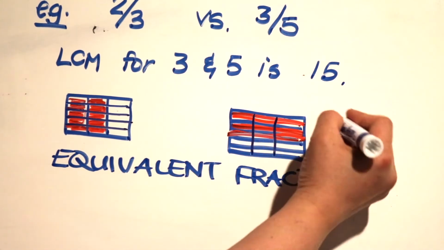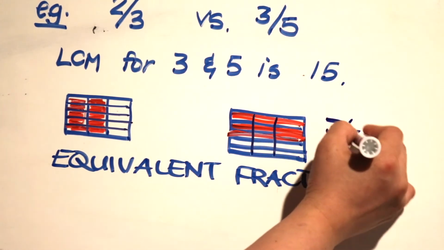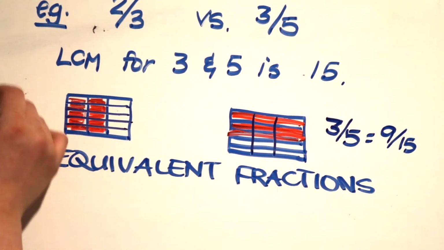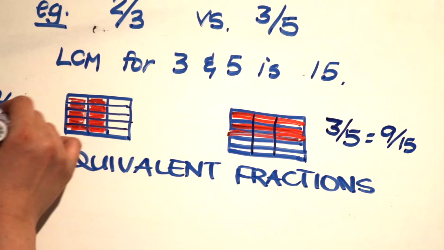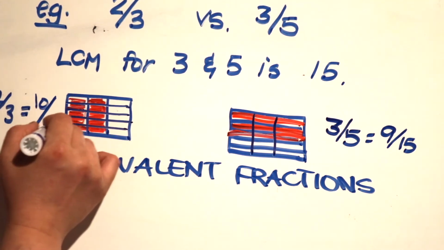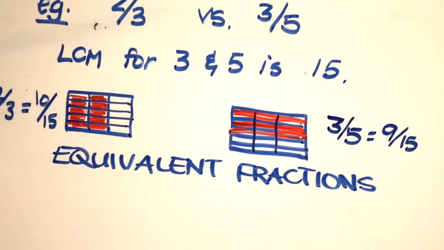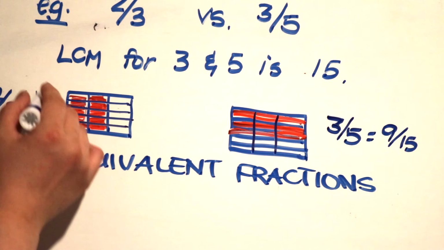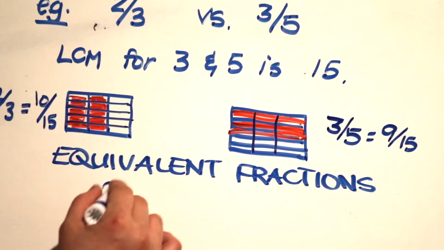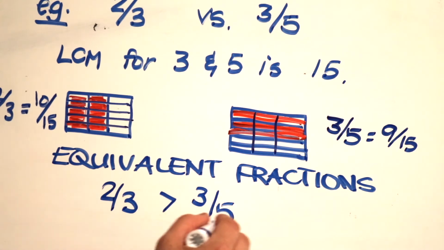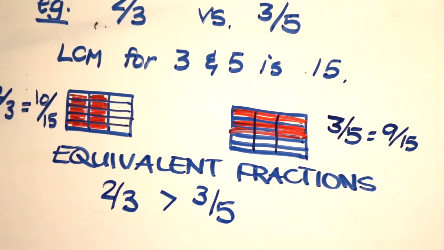And this, that was once 3 out of 5, is now 9 out of 15. And the 2/3 is now 1, 2, 3, 4, 5, 10 out of 15. Now that we have the same denominator, we can clearly see that this is greater, so therefore we know that 2/3 is greater than 3/5 because we found the equivalent fractions, and there you go.